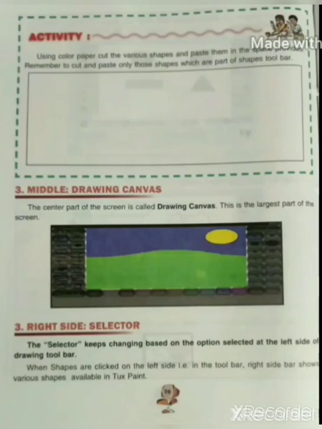Remember to cut and paste only those shapes which are part of the Shapes toolbar. So now you are going to check when you click on the shape toolbar, or you can see the previous pictures from the book, the shapes which are available in the shapes toolbar. You will draw that picture on a colored paper, cut it into the desired shape and paste it here in the box on page number 76. You can choose different colored paper to make it look more beautiful.